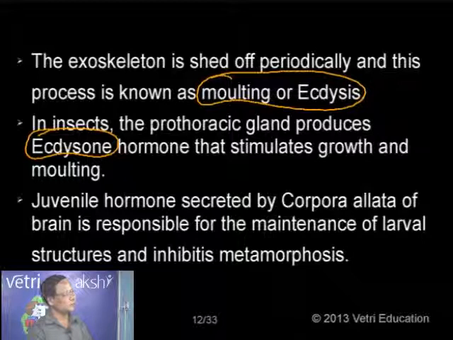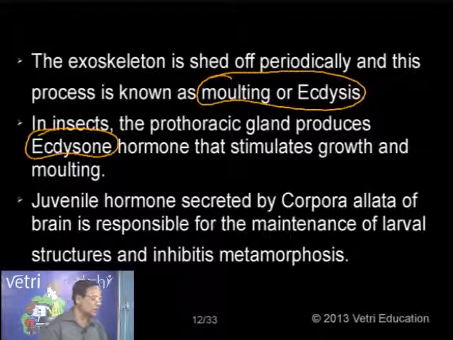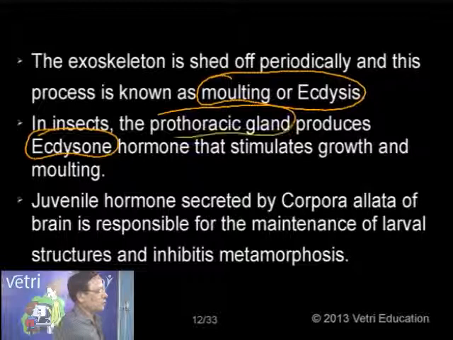So the animal molts its whole cuticle, either the larva or the adult form, and that process is called molting or ecdysis. It is purely under the control of one hormone, called ecdysone. This hormone is secreted by one gland. We have a number of endocrine glands in the insect body, just like human beings. The gland responsible for the secretion of ecdysone is called the prothoracic gland, which is located in the prothorax region of the insect.